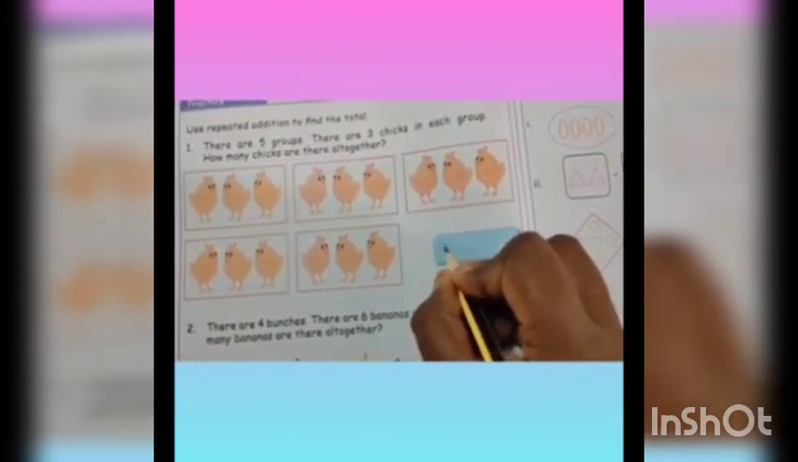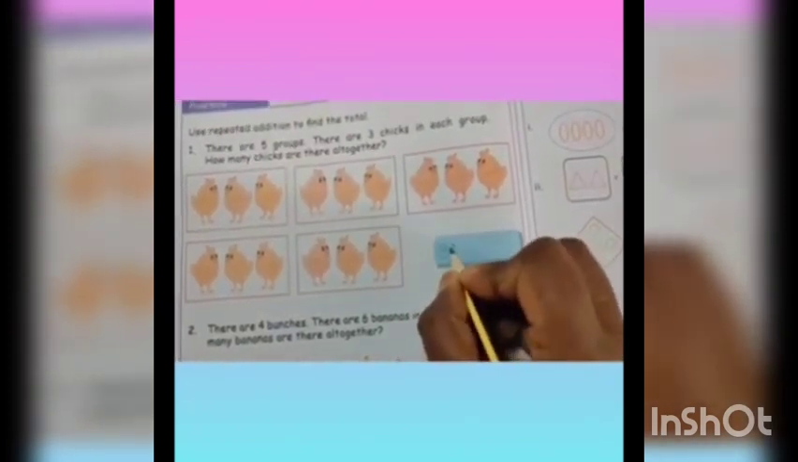So, we are going to add 3, 5 times, okay? We are going to add 5 times 3. 3 plus 3 plus 3 plus 3. Five times we are going to add 3.